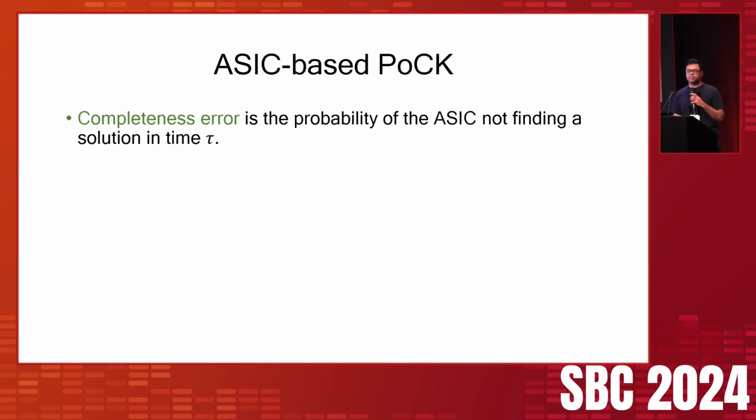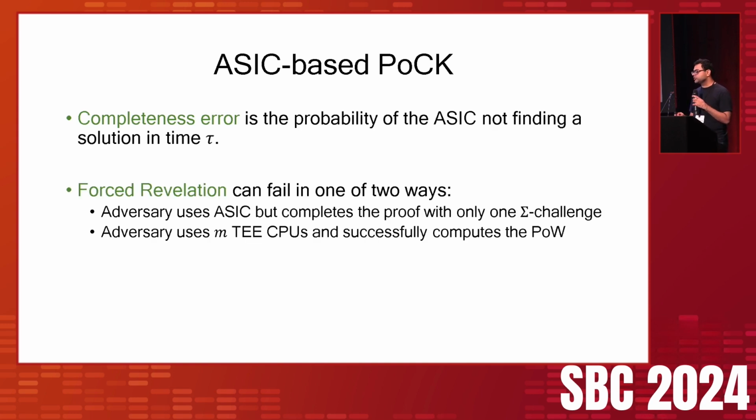So you can look at the paper for more details on the proof, but essentially there are 2 errors that we need to bound. One is the completeness error, which is the probability of the honest prover with an ASIC not finding a solution in that given time. And the soundness error, or the forced revelation error, which can fail in one of 2 ways. One is the adversary uses the ASIC, but somehow only requires 1 challenge C to succeed. And the other one is if the adversary uses a network of many CPU machines and successfully computes the proof of work.